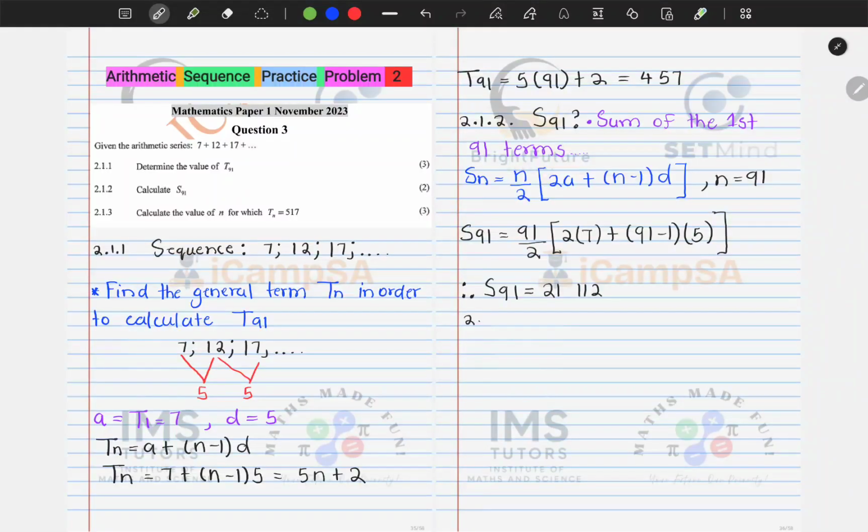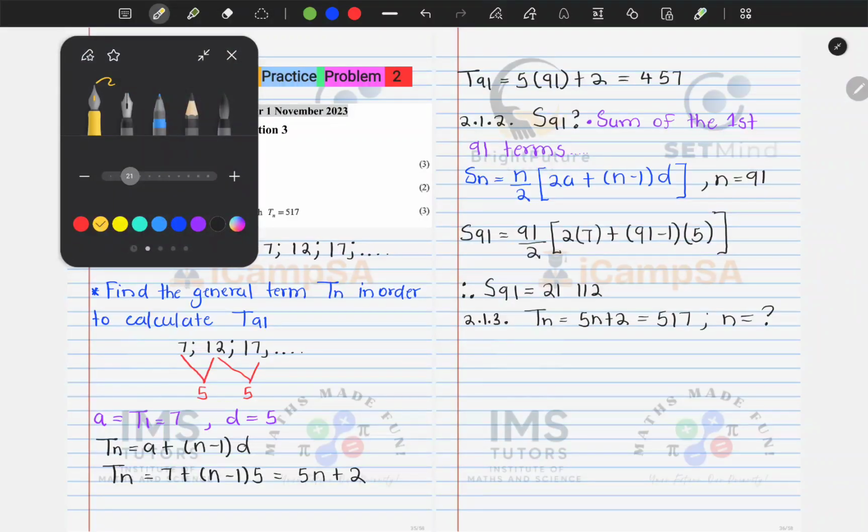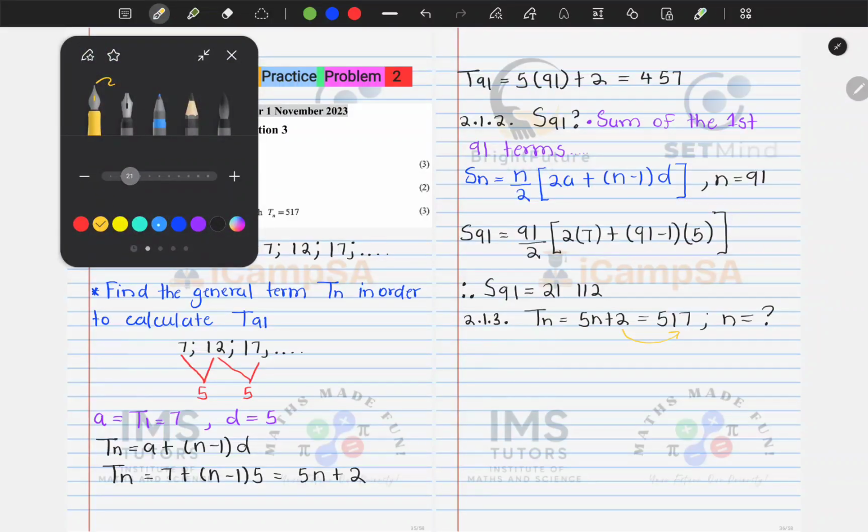Next, let's have a look at 2.1.3. The question we are asked there is to calculate the value of n for which Tn equals 517. We know that our Tn is always given by 5n plus 2. Now this, we are told, is equal to 517, and we are trying to figure out what n is equal to. This is a very easy problem. We can just take the 2 and transpose it to the other side.